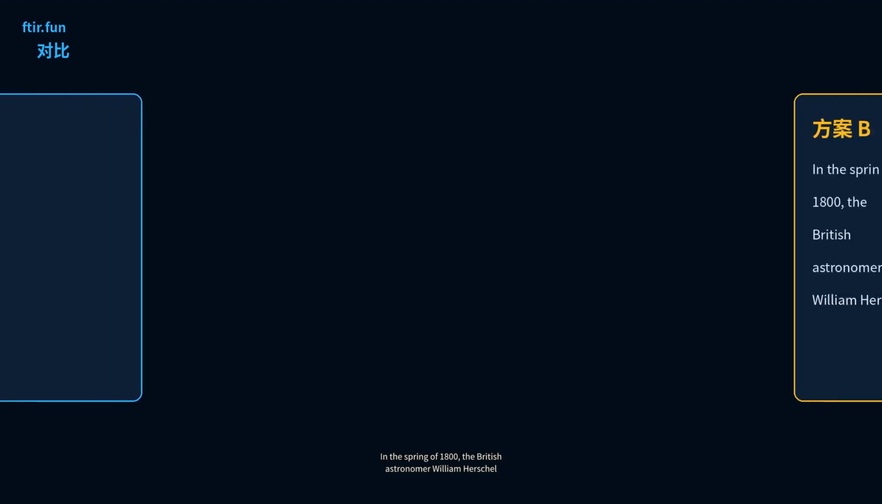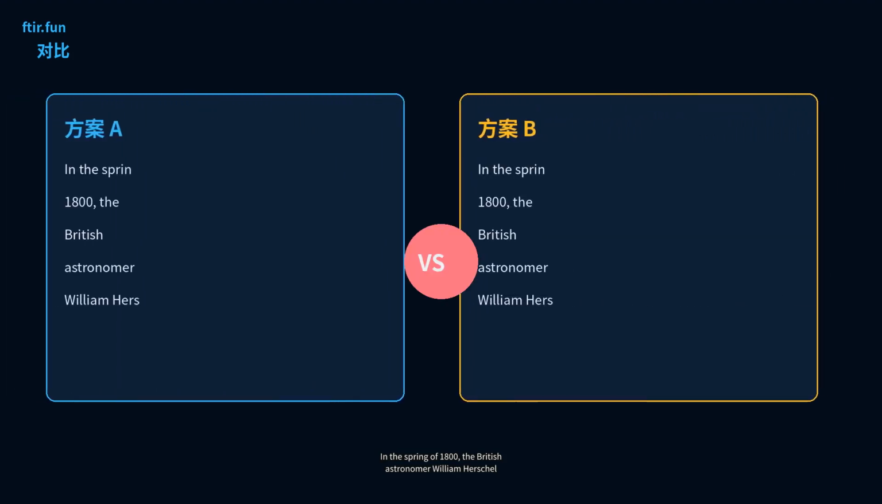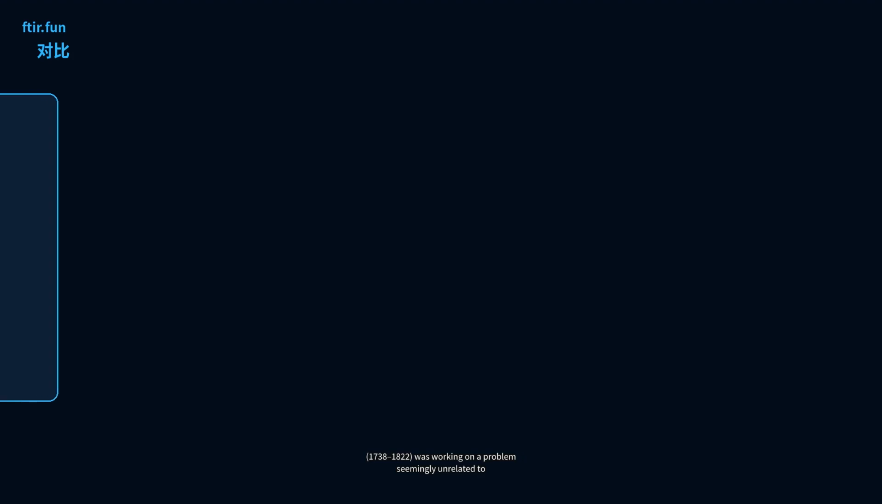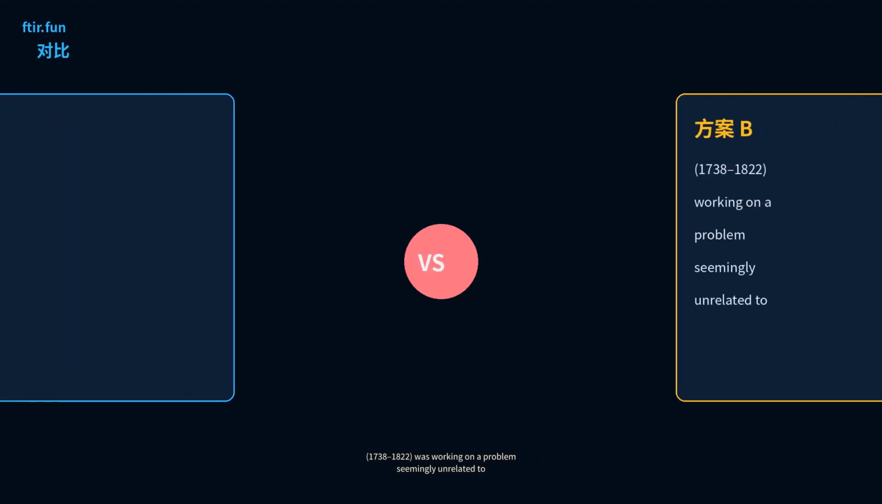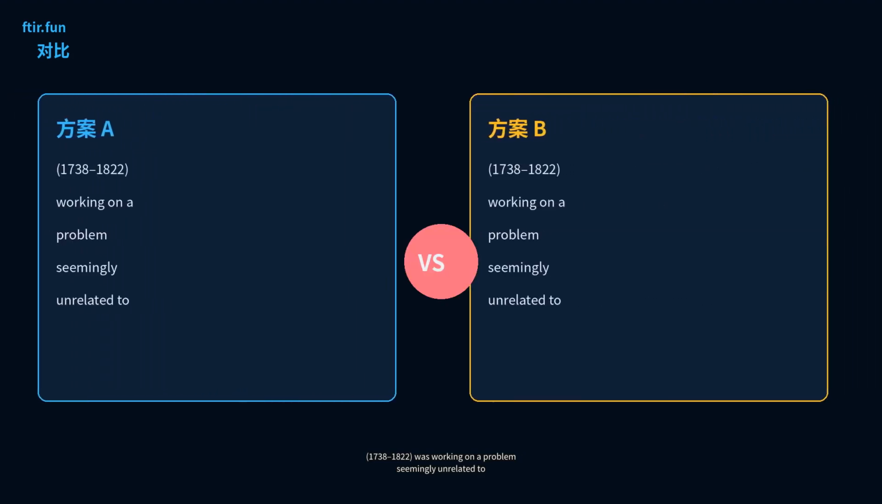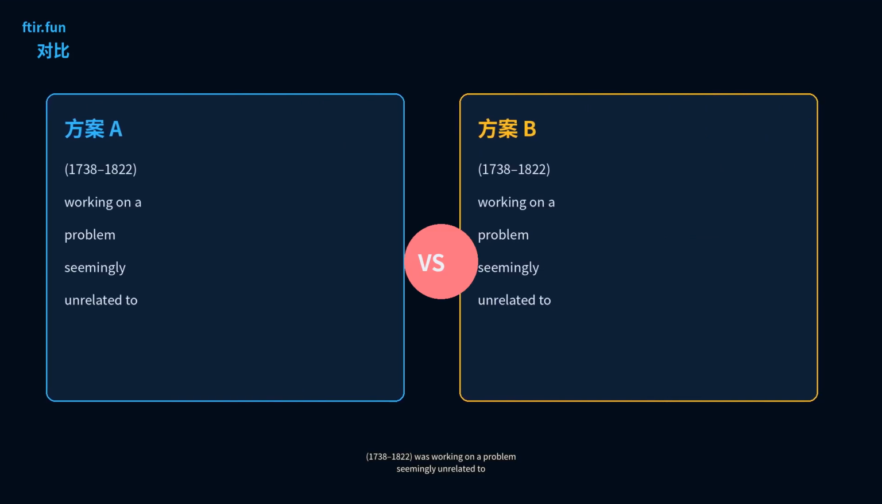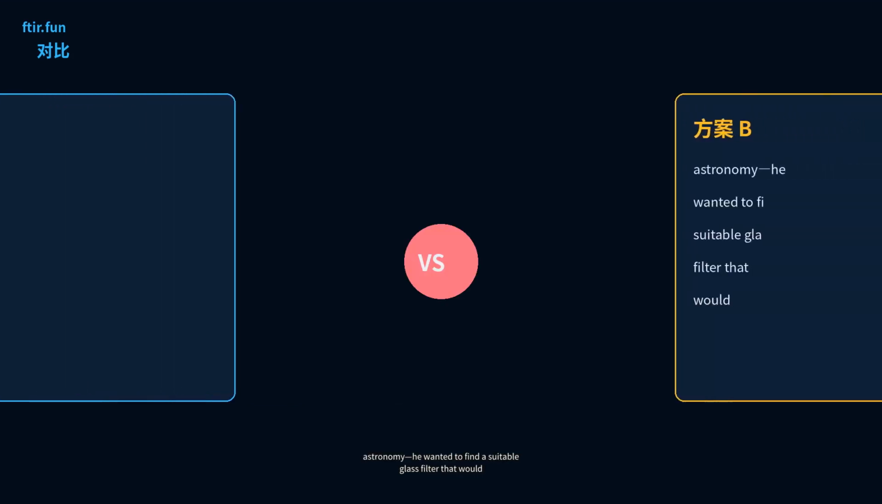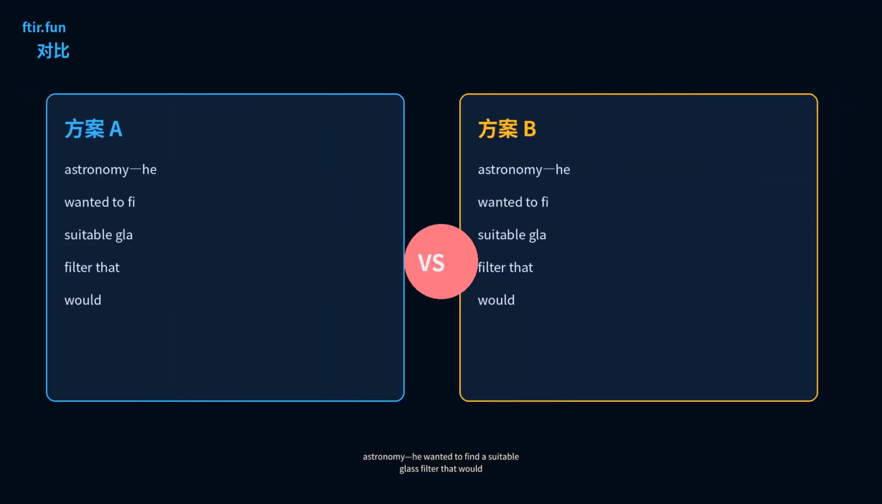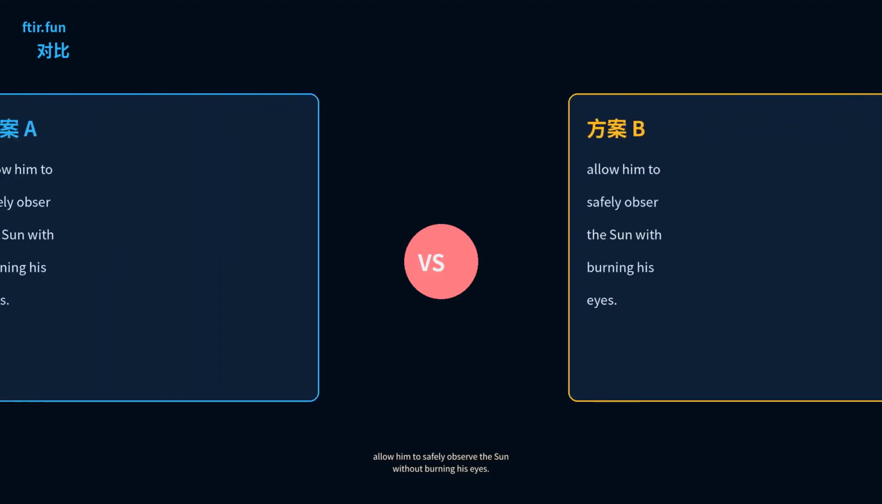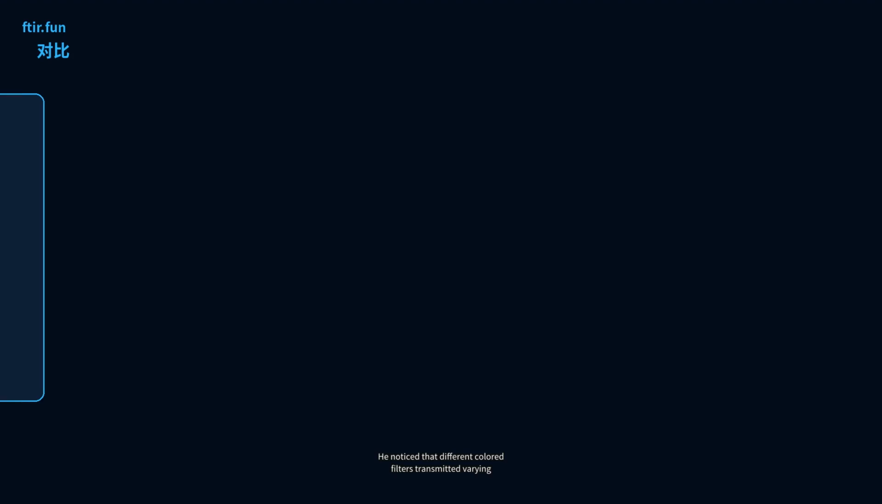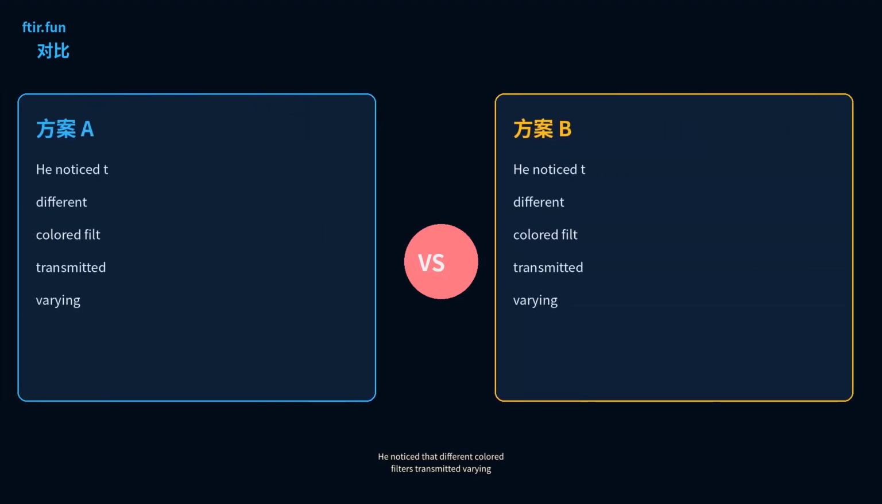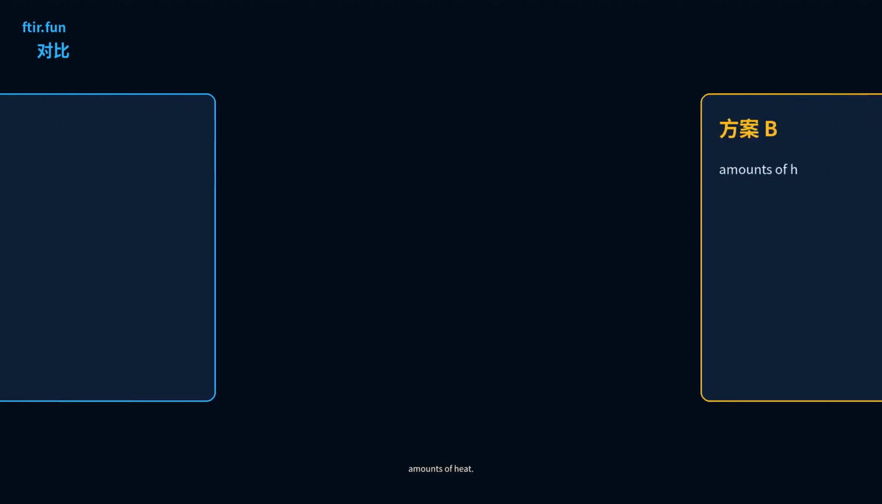In the spring of 1800, British astronomer William Herschel (1738-1822) was working on a problem seemingly unrelated to astronomy. He wanted to find a suitable glass filter that would allow him to safely observe the sun without burning his eyes. He noticed that different colored filters transmitted varying amounts of heat.